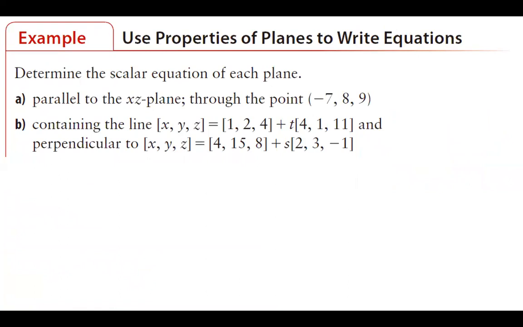Use properties of planes to write equations. Determine the scalar equation of each plane below. In question A, a plane that is parallel to the xz plane through the point (-7, 8, 9). In question B, there's a plane containing the line (x, y, z) equals (1, 2, 4) plus t times (4, 1, 11), and perpendicular to another line (x, y, z) equals (4, 15, 8) plus s times (2, 3, -1). Okay, let's consider question A first. I'll give you 3 minutes to have a look at that equation, okay?